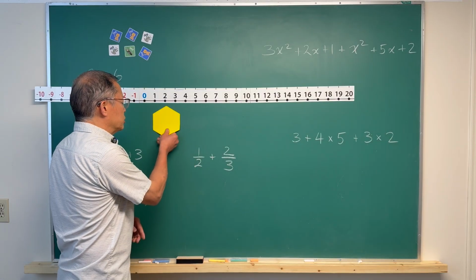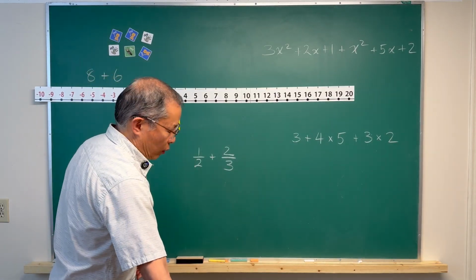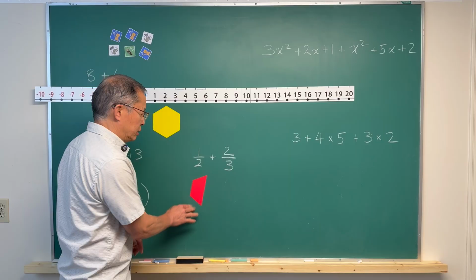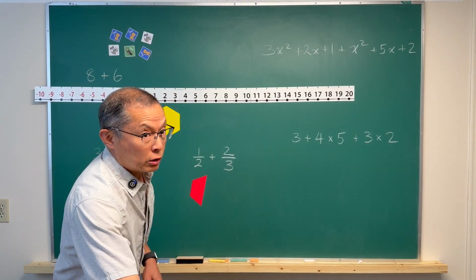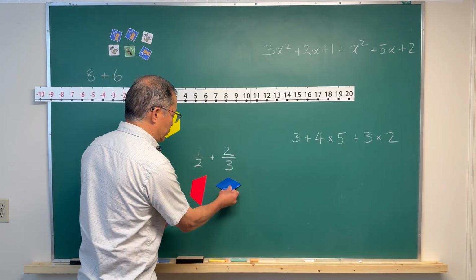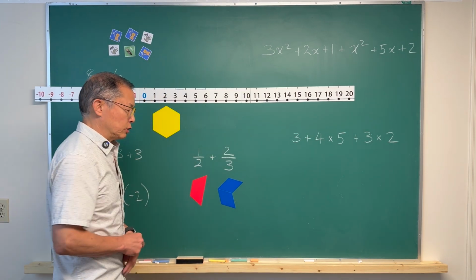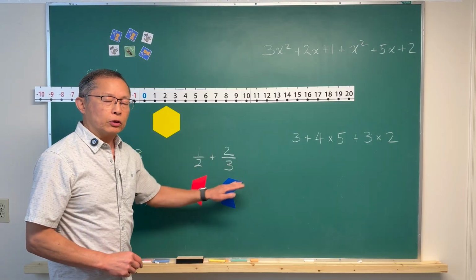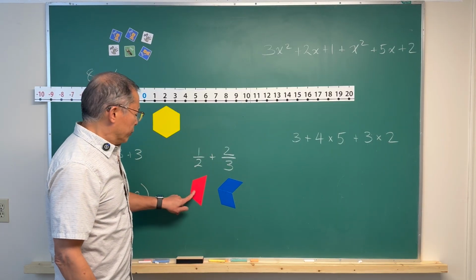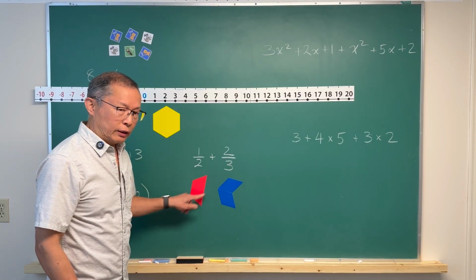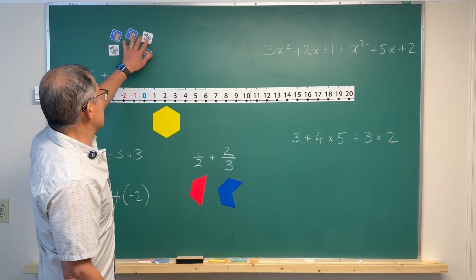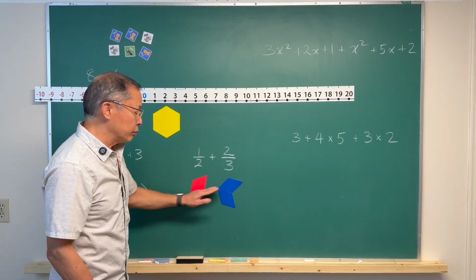If the hexagon is a whole, then 1/2 means one of these things. 2/3 means I have 2 of these things. The rhombuses are a third of the hexagon. So when we look at the counting, oh wait a minute, these are different things. They're not alike, just like the cats and the dogs. I can't count them together.